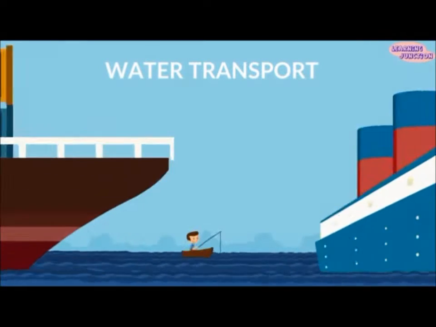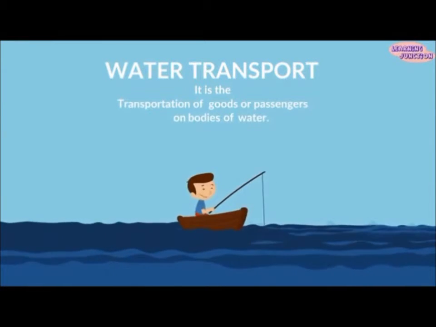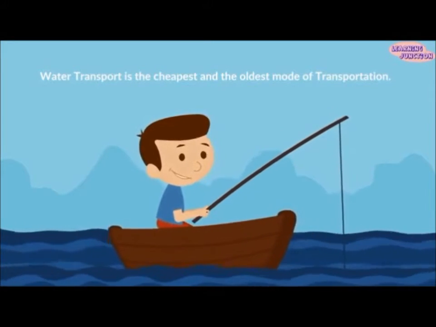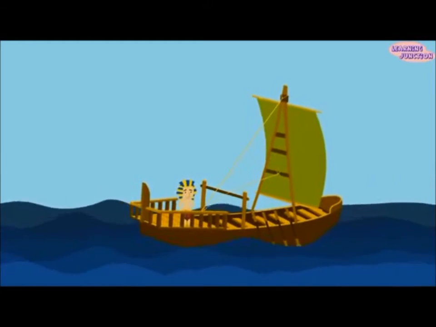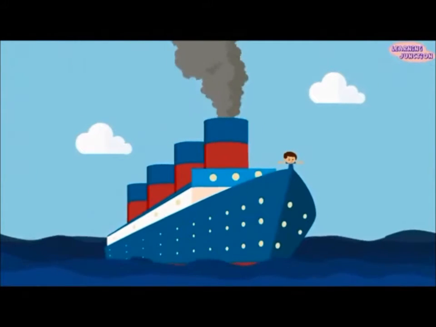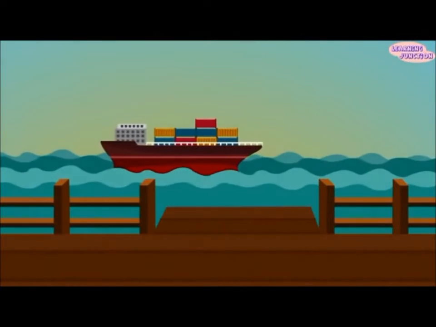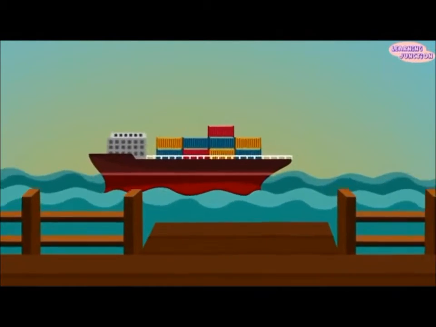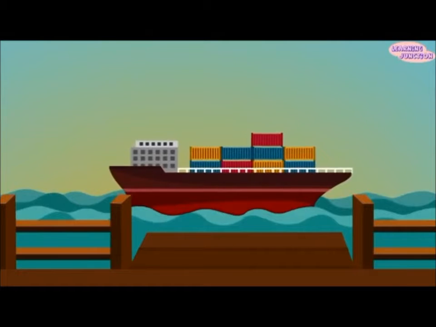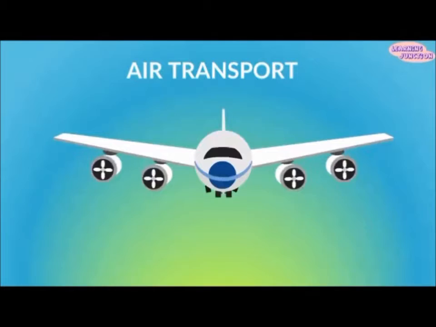Water transportation. It is the transportation of goods or passengers on bodies of water. It's also the cheapest and oldest mode of transportation. The boats are used for short distances. The ancient Egyptians were perfectly at ease building sailboats. Wow, this is a ship. Ships are used for covering large distances. Cargo ships, like oil tankers and freighters, are used for transportation of goods like oil, cars, and food items. Water transportation consumes less energy and allows larger shipping loads compared to other modes of transport.